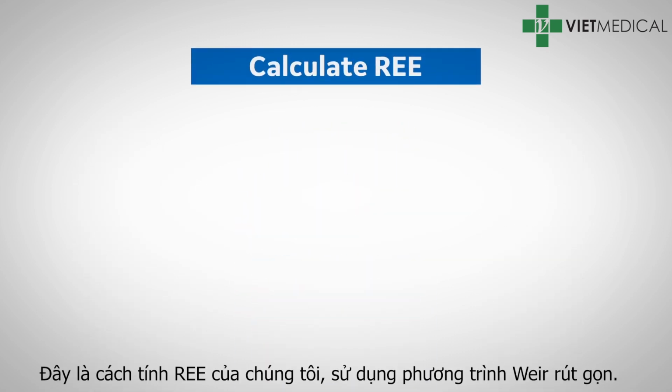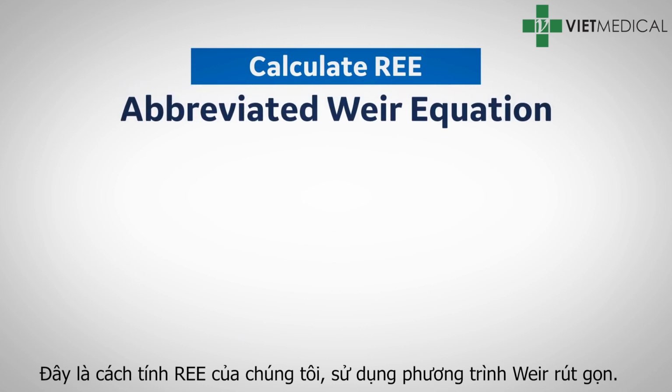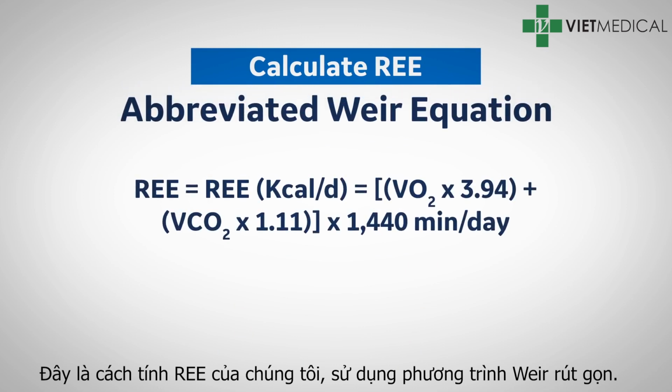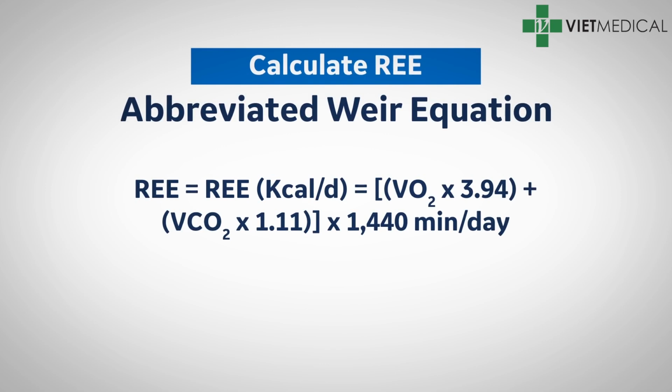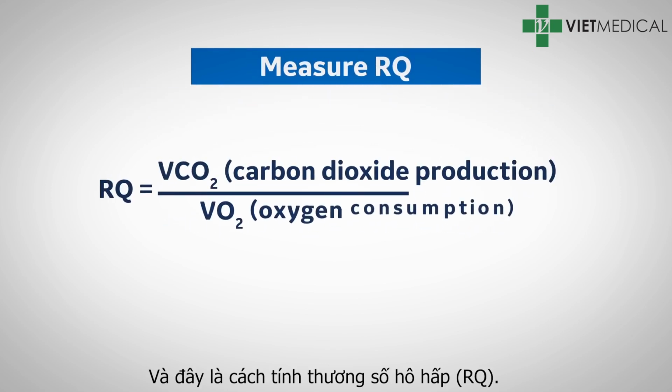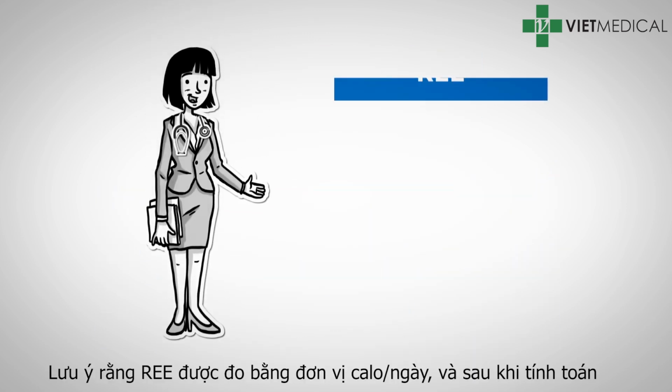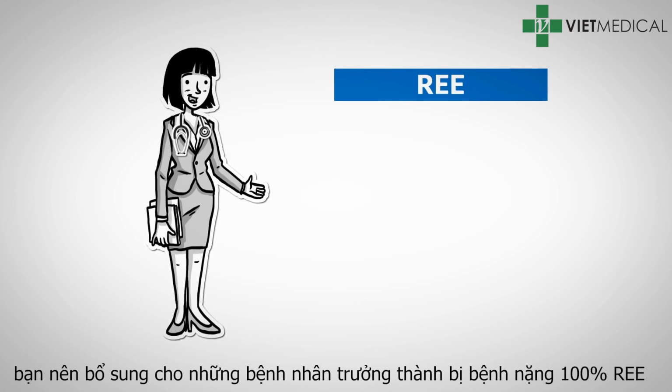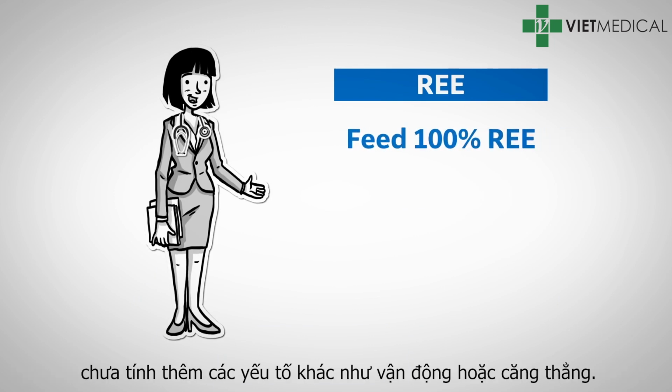Here's how you calculate REE using the abbreviated Weir equation. And here's how you measure respiratory quotient. Note that REE is measured in calories per day, and once calculated, you should feed critically ill adult patients 100% of the REE without adding activity or stress factors.